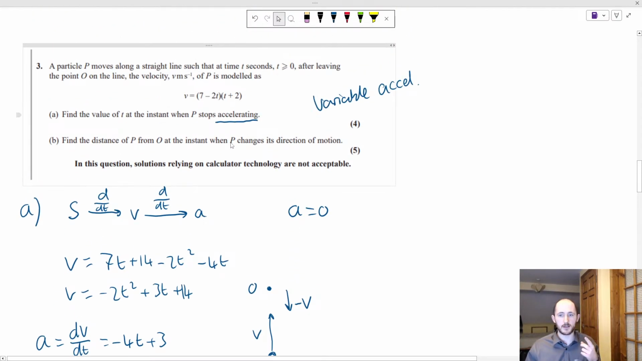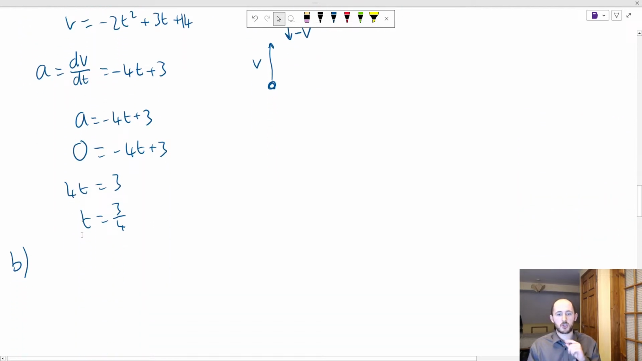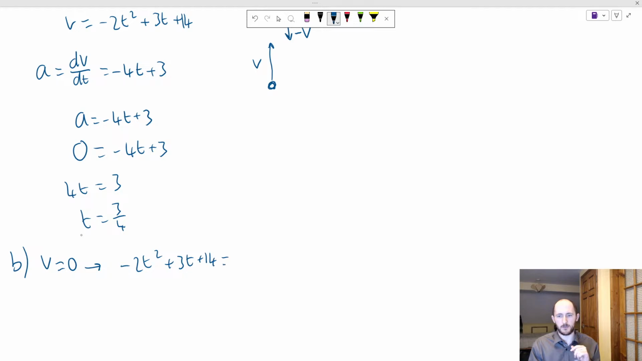So in other words, if I want the time when it changes its direction of motion, I'm solving V equals 0. So solve that. So we have negative 2t squared plus 3t plus 14 equals 0. Now, I'm going to use a calculator to work this out.